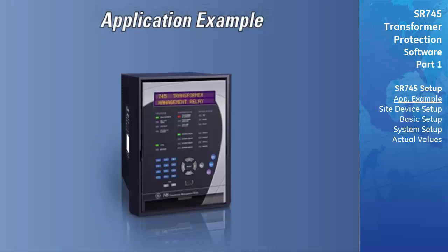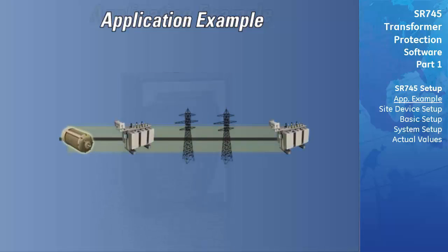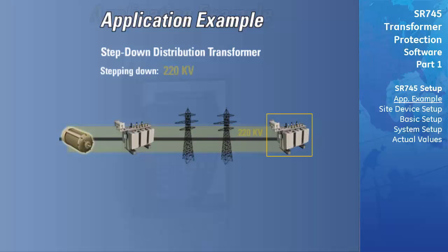Application example. We will use the following example to clearly demonstrate how to wire and configure an SR745 relay. In our example, we will consider the application of a step-down distribution transformer located at the end of a transmission line. We will be stepping down the voltage from transmission levels of 220 kilovolts to the required distribution level of 69 kilovolts. The system that the transformer is installed in is 60 Hz with an ABC phase rotation.